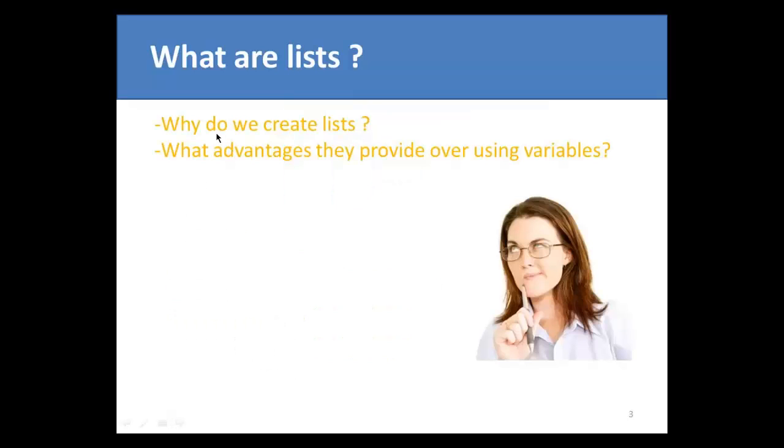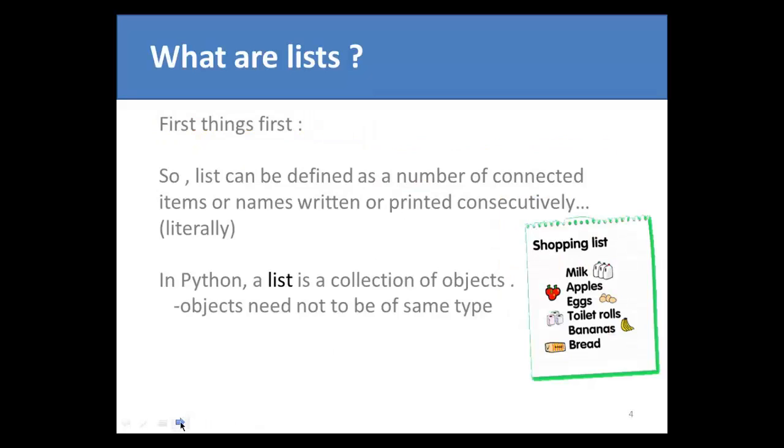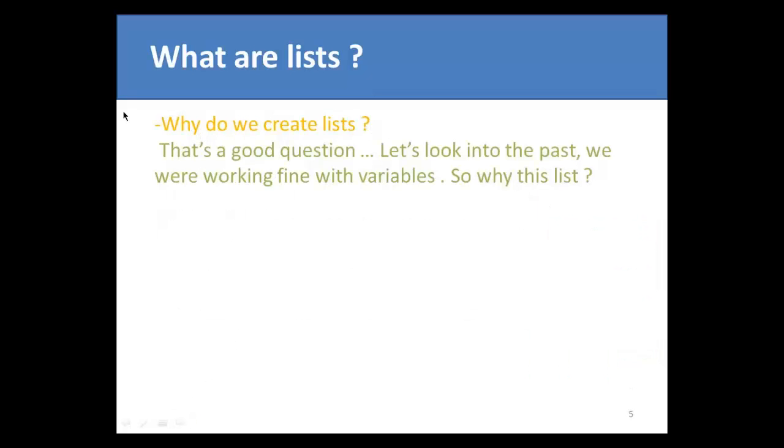So the first question: why lists? Why do we need lists? What are the advantages they provide over using variables? So here's a little definition of a list. A list can be defined as a number of connected items or names written or printed out consecutively. As you can see in the given diagram, we have a shopping list, including milk, apples, eggs, bananas, and bread. But this is surely not in Python. In Python, a list means a collection of objects, and these objects may or may not be of the same type.